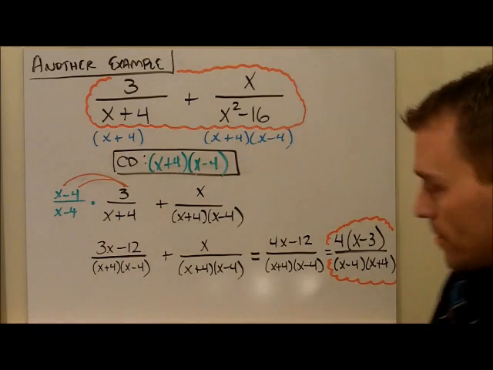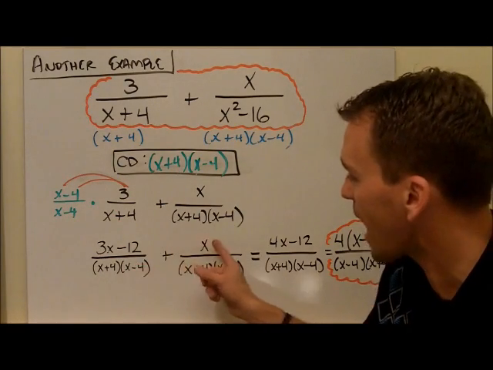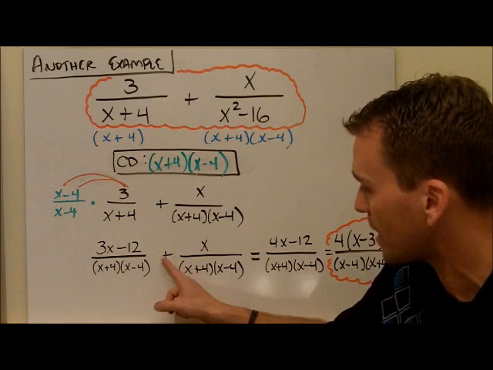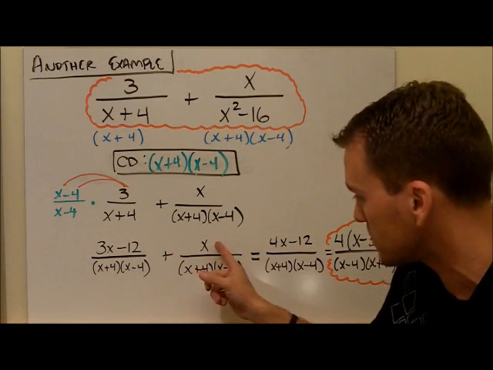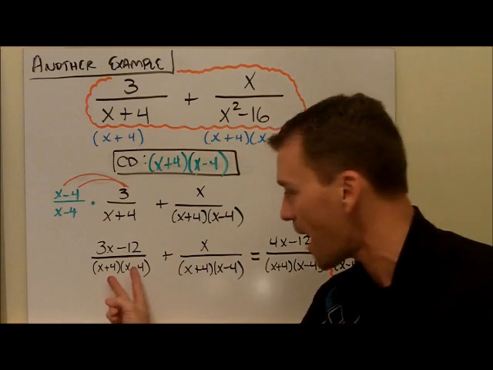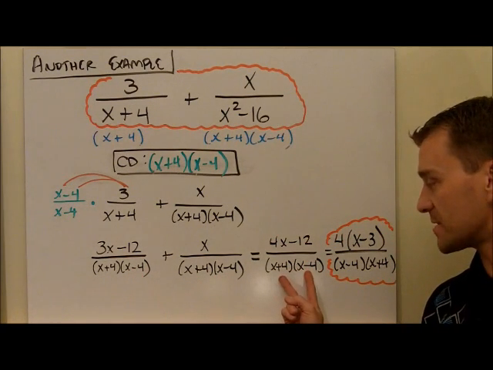So, step number 4. I'll add across the top. I got some like terms. 3x plus an x gives me 4x. Negative 12 plus nothing gives me negative 12. My denominators, remember now, step 5 stays exactly the same.